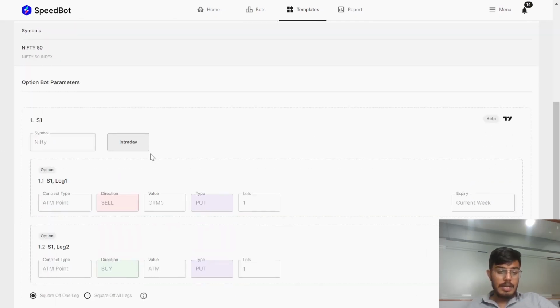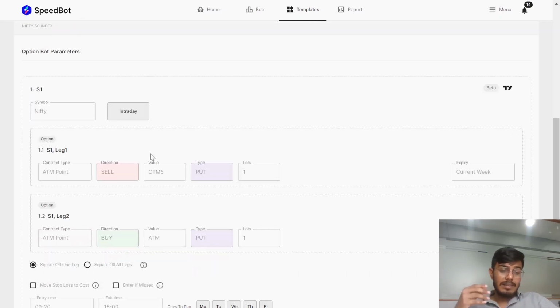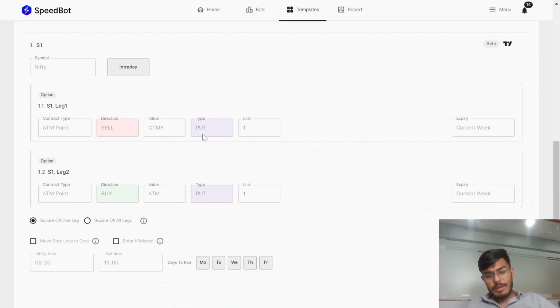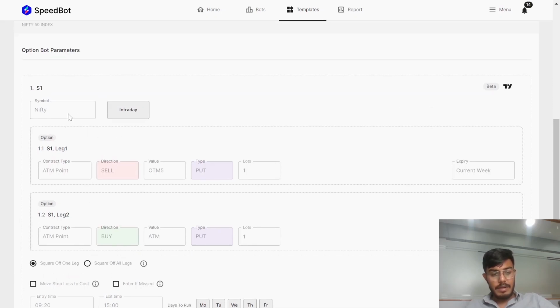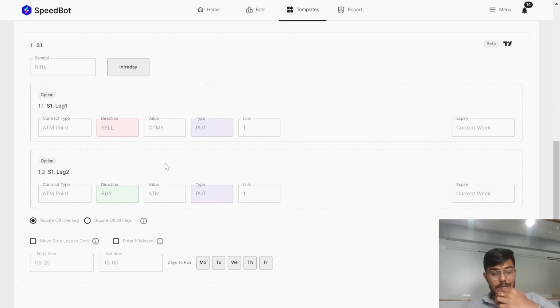I'll just check the symbol. And over here, like I said, the logic is already disclosed. It basically means that we are entering into a Nifty intraday position by buying the ATM put option and selling the OTM option. And over here the entry time is around 9:20 and exit time around 3 o'clock. So it works every day.